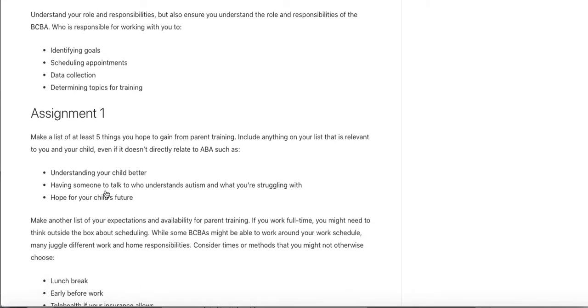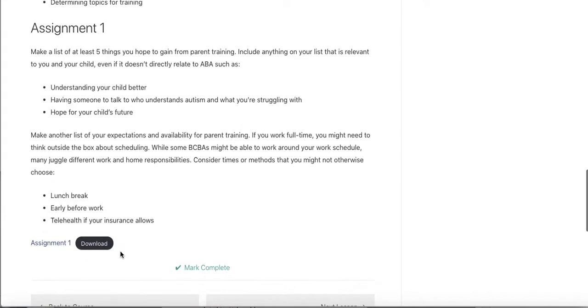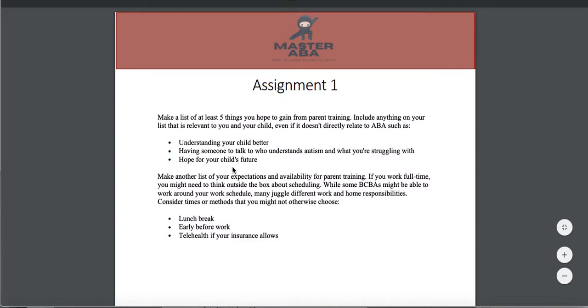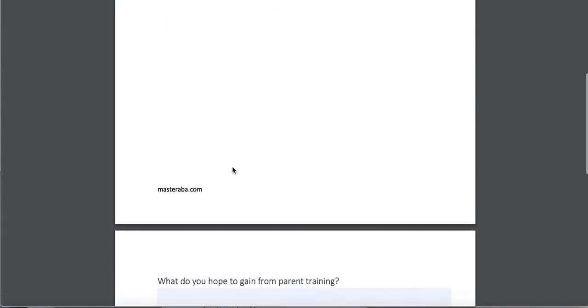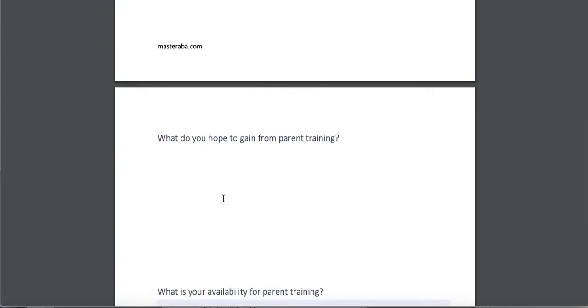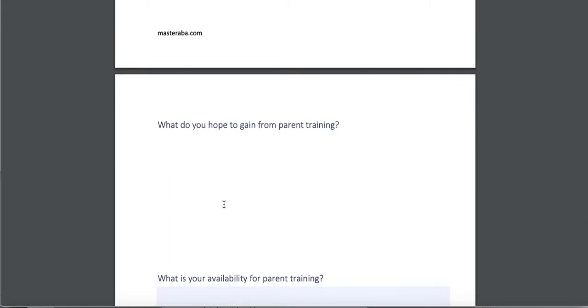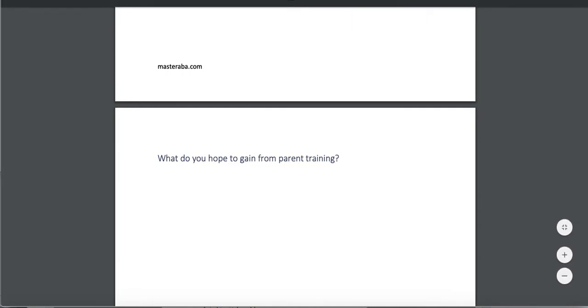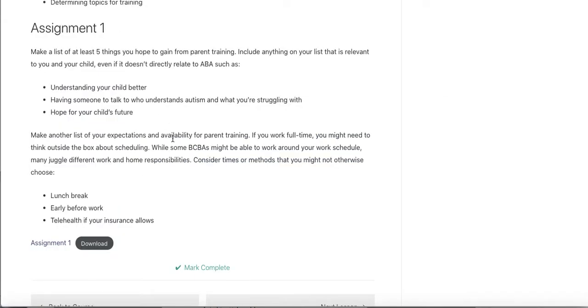Each lesson comes with an assignment. You can download the assignment. And if you open it up, you can see that this is actually a fillable PDF. So if you want your parents to answer the questions, you can have them enter in the information, and then they can send that directly to you to review so that you have the answers that they filled out.